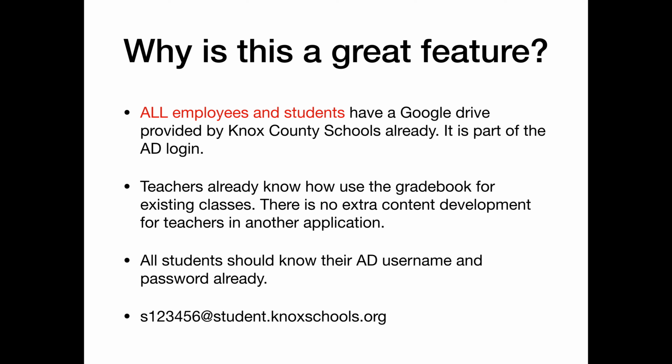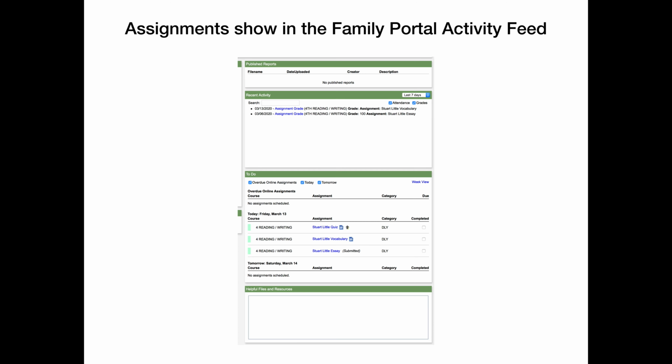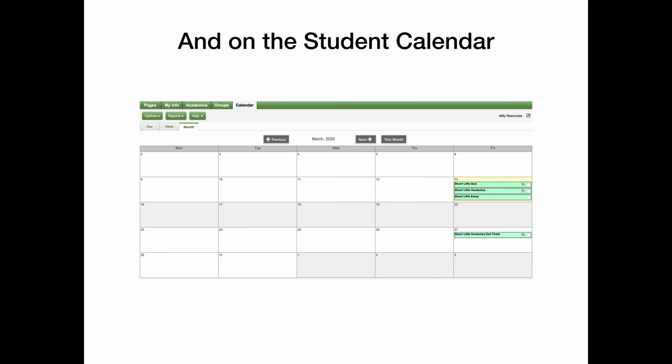All students also already know their AD username and password, or they should. If they don't, it's their student number followed by the @student.knoxschools.org. Assignments made always show in the Family Portal activity feed, and they show on the student calendar. So planning is easy, and they're already on the Family Portal right in the gradebook.